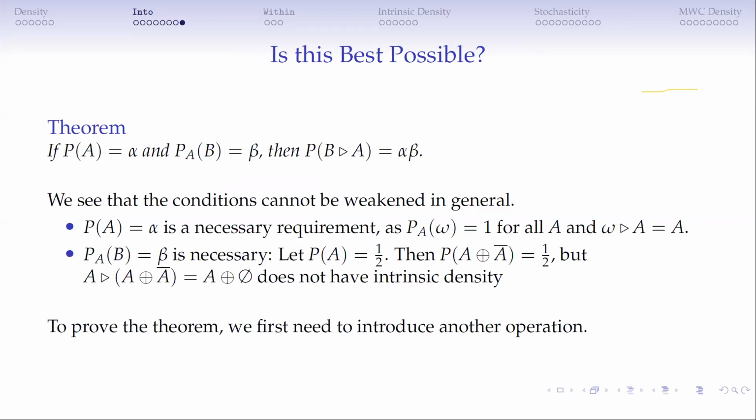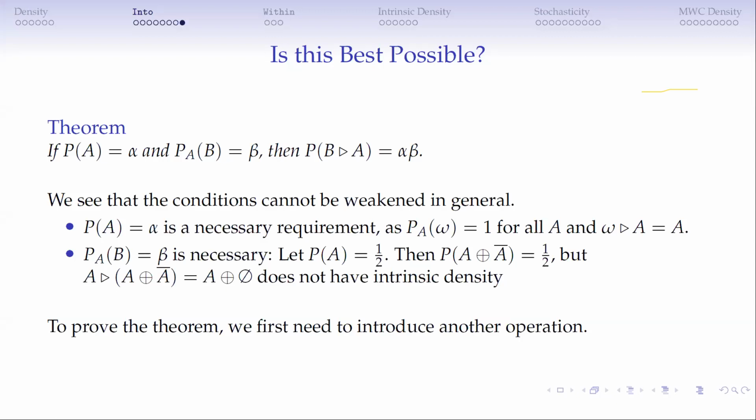So one question you might ask yourself before we talk about how the proof goes is, is this best possible? In the asymptotic density case, we just said, if I have two sets A and B with density, then B into A has density alpha beta, it all works out. Here for intrinsic density, we have this extra relativization that B needs to have intrinsic density relative to A. So the question is, can you get rid of that? The answer is no. You can't get rid of the fact that A needs to have intrinsic density.